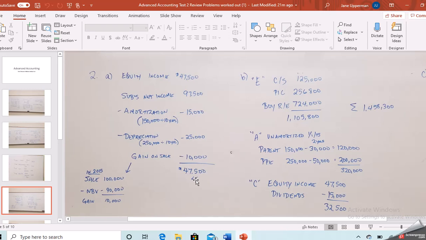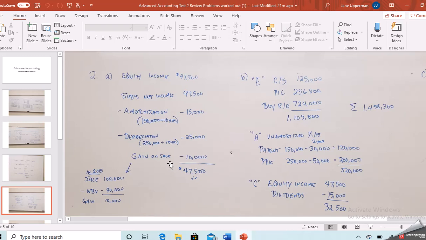So I think that's a typo on the sheet. But on the test, if it's the following year versus the year of the sale, then it's not going to be an adjustment here in our equity income. It's going to be hung up in the equity investment. So it depends on what year the sale happened.